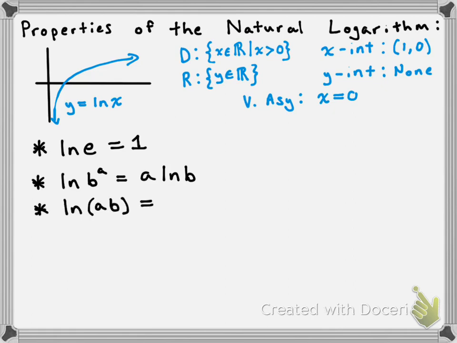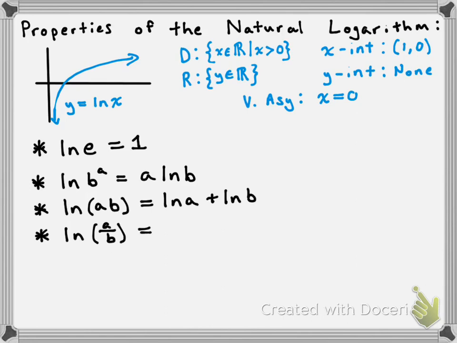Next, what if we have the ln of a product of two numbers? So in this case, we're taking the ln of a times b. Well, this is going to be something called the Product Law of Logarithms, which I'm assuming you've discussed before. That means that we should be able to rewrite this as the ln of a plus the ln of b. Now, the one thing I should point out to you is that this rule is only going to work as long as a and b are both positive numbers.